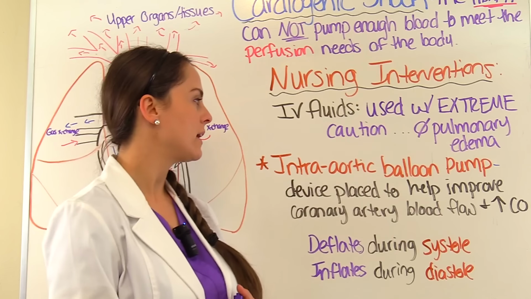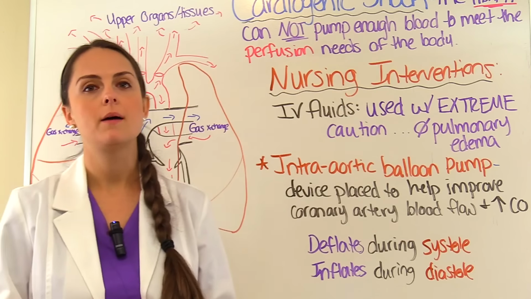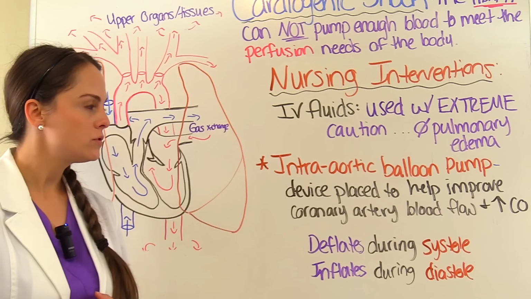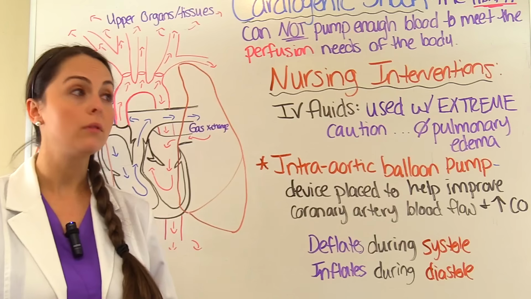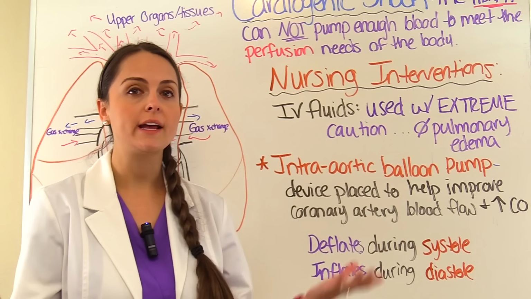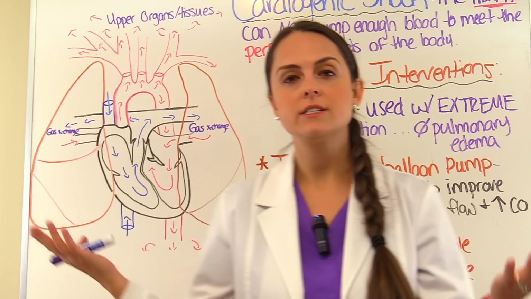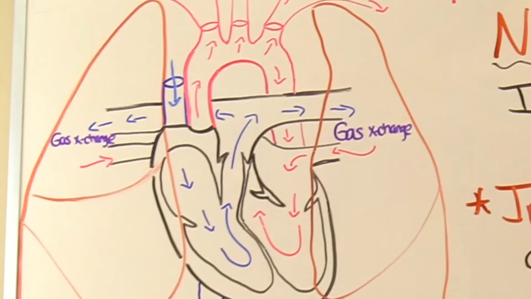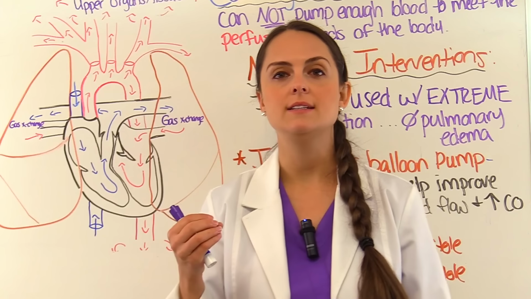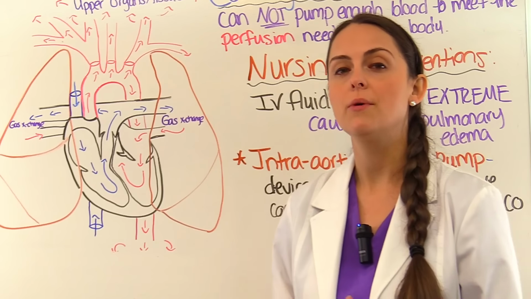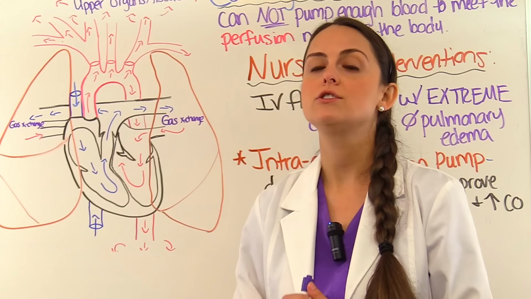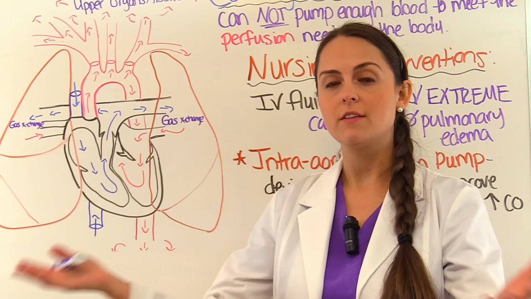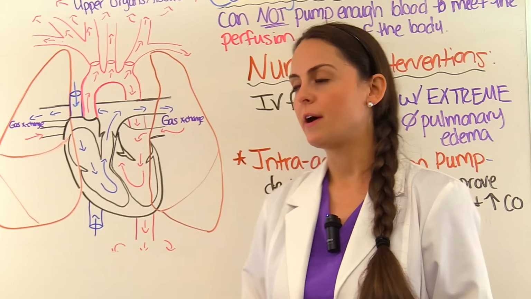Now let's quickly talk about intra-aortic balloon pumps. What are these? They are a device used to help improve coronary artery blood flow and to increase cardiac output. So this catheter is inserted through a vessel. It goes up through this aorta, sets in a section of the aorta, and the catheter has a balloon at the end of it. And what this balloon will do is it will inflate and deflate at certain times, and this will actually increase blood flow to the heart muscle via those coronary arteries and increase cardiac output.